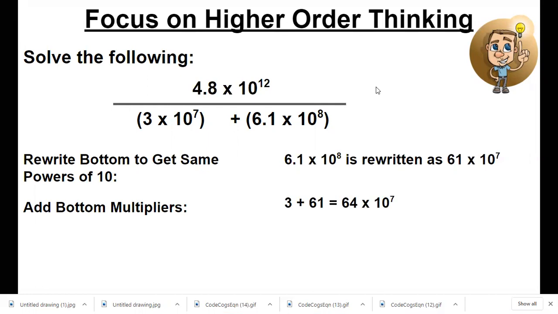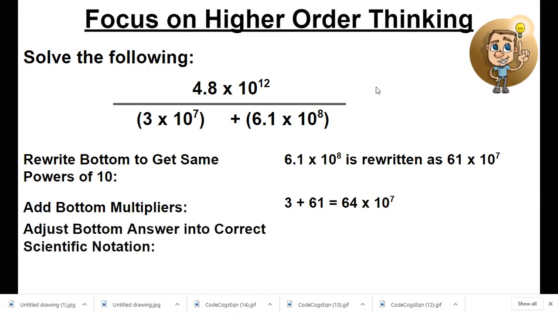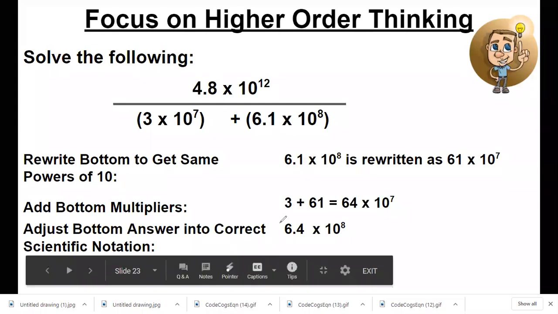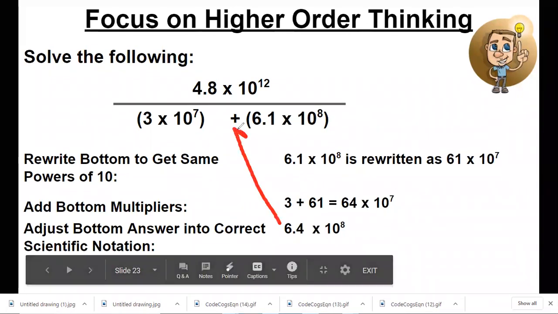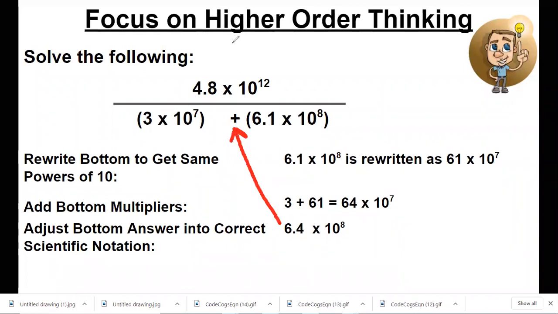But that's not in scientific notation, so I have to adjust 64 times 10 to the 7th to get it in the correct scientific notation, which would be 6.4. And since I moved my decimal 1 to the left, I increased my power to 10 to the 8th. So the bottom number is going to be 6.4 times 10 to the 8th. Okay, that's my bottom number. I'm not finished, but I'm almost finished.